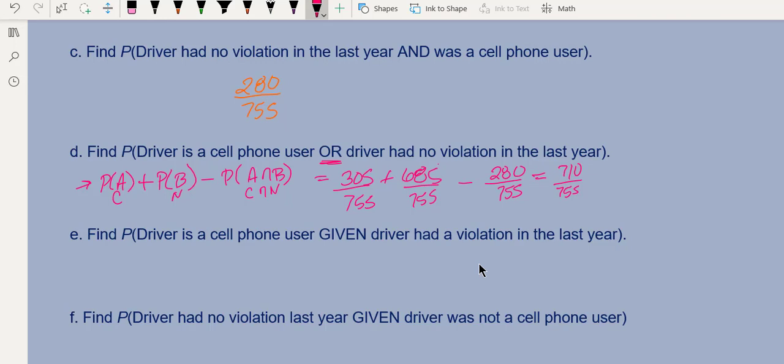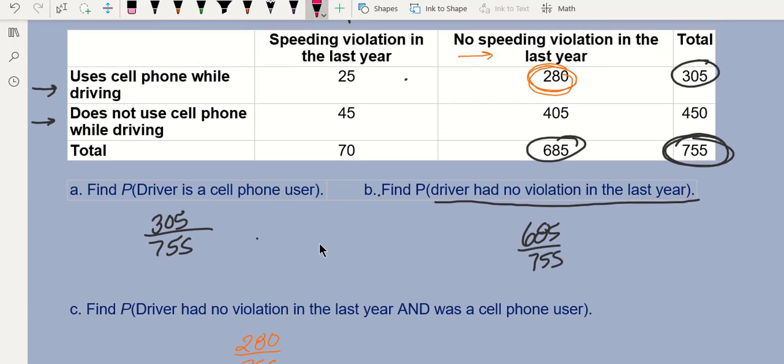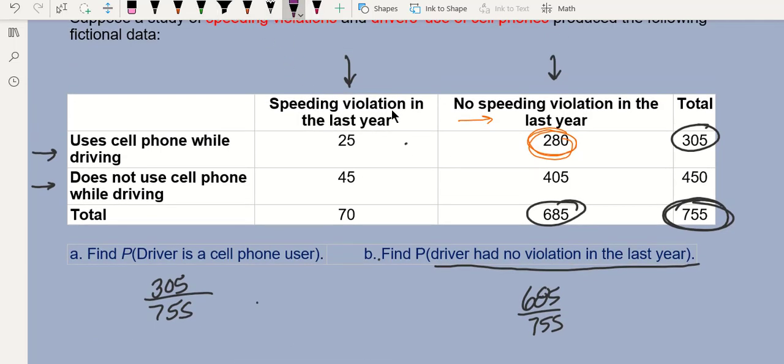It says find the probability that the driver is a cell phone user given, now we have another highlighted word that I put in caps, given the driver had a violation last year. So let's go back to our contingency table. We are looking for the probability that the driver is a cell phone user given that they had a violation in the last year. Okay, so if we look at this information, cell phone users, that's here, violations, that's here, who does it meet in the middle?